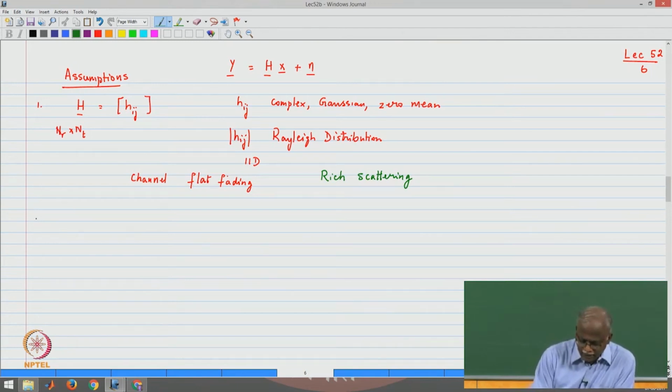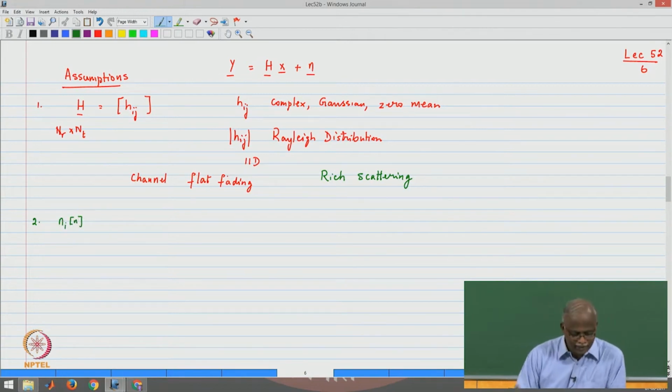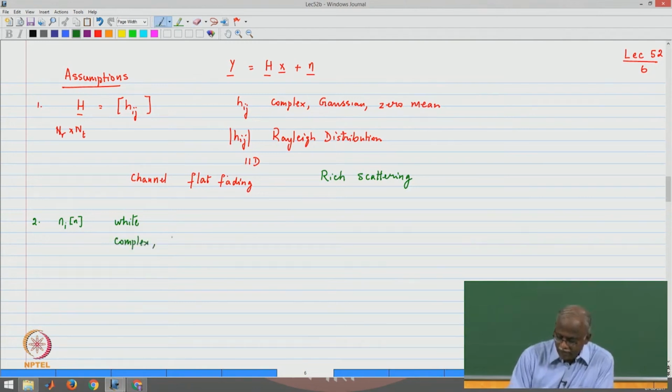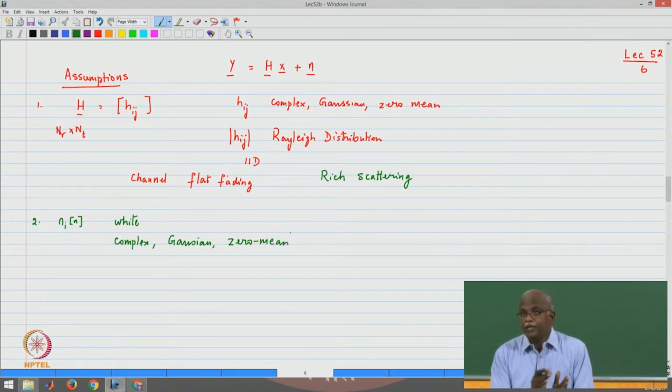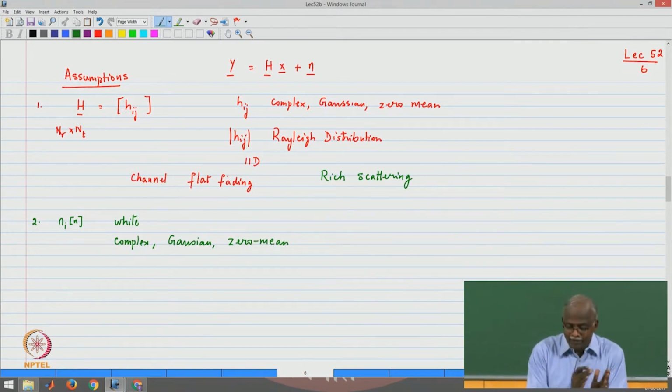Now, the second statement would be about the noise elements. We describe the noise components in each of the receive antennas as white, spectrally white. They are complex valued because we are looking at the complex baseband signals. So, they are complex, they are Gaussian and zero mean. So, basically it would be a zero mean AWGN type of environment, additive white Gaussian noise, which is zero mean.